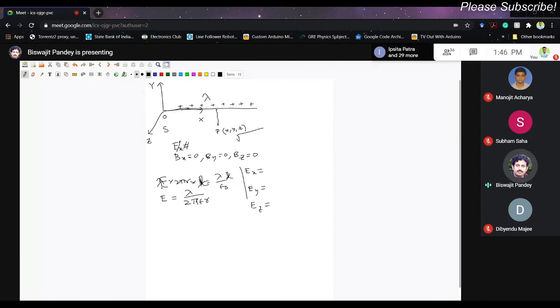I'm asking a very simple question. What is the distance between this x-axis and this point P? It's just simple geometry. Square root of y square plus z square. Correct.